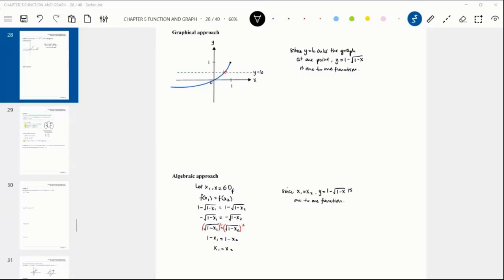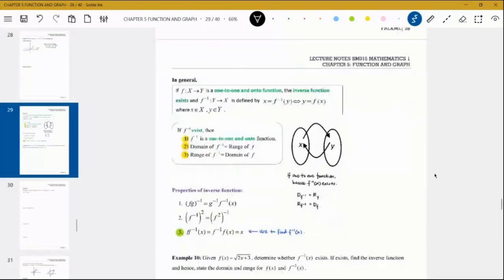Okay, that one determines one-to-one function. And then baru kita akan pergi kepada inverse function. Okay, so once we know it's a one-to-one function, literally f inverse exists. So bila kita dah dapat f inverse exists, it means baru kita boleh cari function f inverse. Okay, so the next one which is to find the f inverse, and we go through the properties of f inverse. Okay, so it's here.